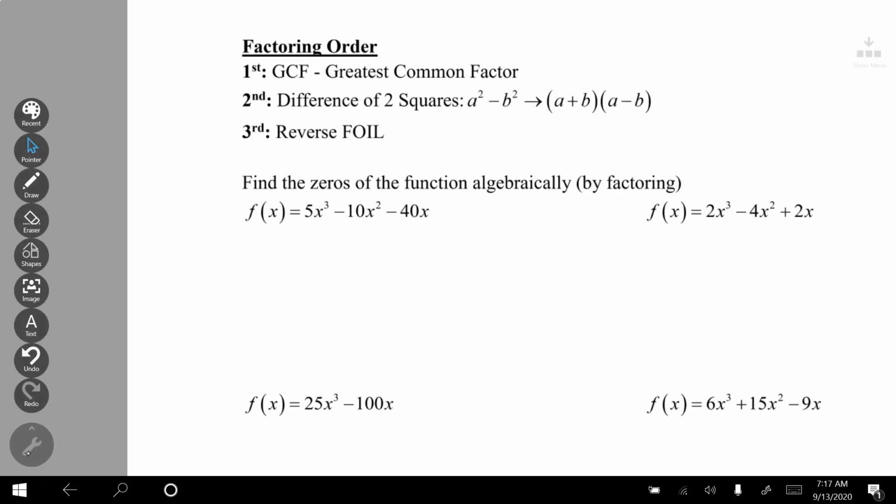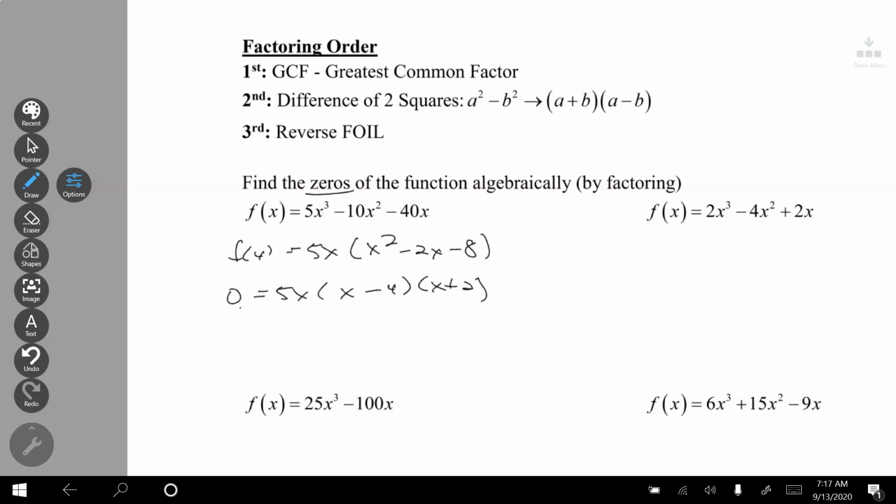So like this first example, I see I can take out a 5x. I'm left with x squared minus 2x minus 8. And I factor more. I get x minus 4, x plus 2. And it says find the 0, so I'm setting this equal to 0. I get x equals, well, this first one is 0, the second one is 4, this last one is -2. And the way it works, since it was an x cubed problem, it should have 3 zeros, and it does.